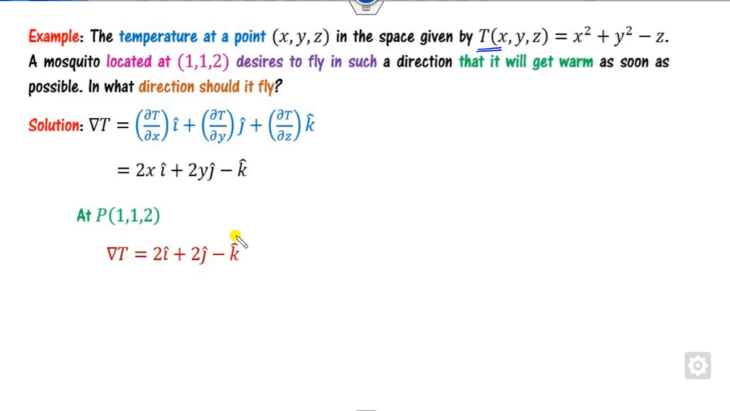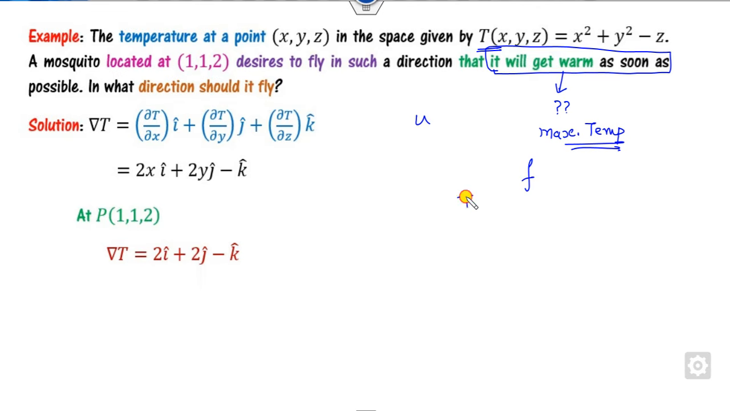You can firstly find this. Now you can see the direction is not given to you. What is the u? They have not given it to you. What is the meaning of that? They want it to get warm as much as possible. When it will be warm as much as possible, it means your temperature will be maximum. So what is the condition of that? That means f, or you can say T, will increase most rapidly. So in what direction will it increase most rapidly? T increases most rapidly in the direction of the gradient of T. That's it.